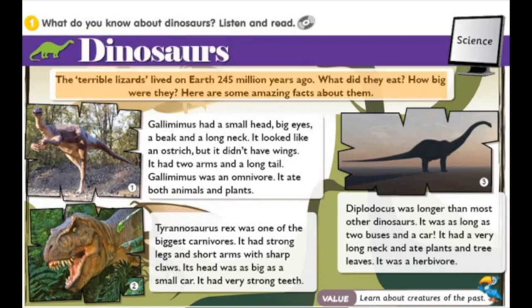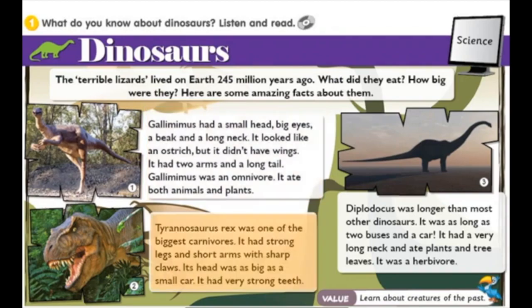Dinosaurs. The terrible lizards lived on Earth 245 million years ago. What did they eat? How big were they? Here are some amazing facts about them. Gallimimus had a small head, big eyes, a beak, and a long neck. It looked like an ostrich, but it didn't have wings. It had 2 arms and a long tail. Gallimimus was an omnivore. It ate both animals and plants.